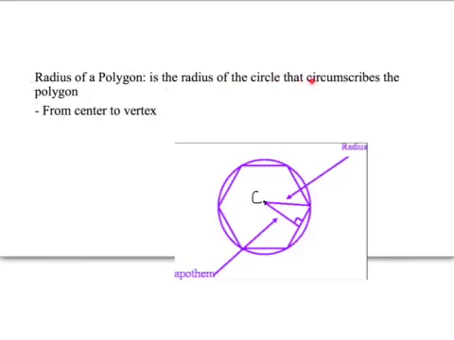The radius is the radius of the circle that circumscribes the polygon. So the radius goes from the center out to the vertex, because the vertex is on the circle, and therefore the radius goes to the circle as well.